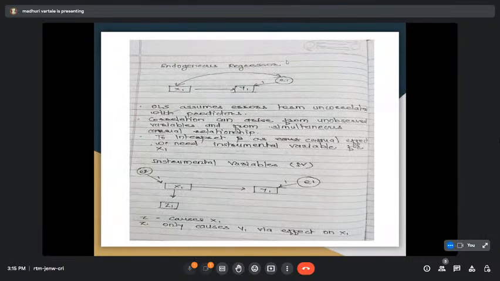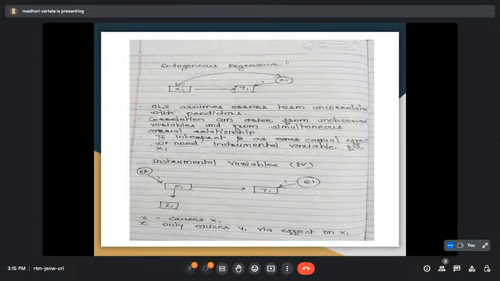So endogenous regression, in the utilization of these things, comes under this: OLS assumes errors in terms are uncorrelated with the predictors, and correlation can arise from the unobserved variables and from the simultaneous causal relationship between the two equations. So the interpretation of the data in an effective manner, that should be instrumental variable or the simultaneous equations we can utilize.